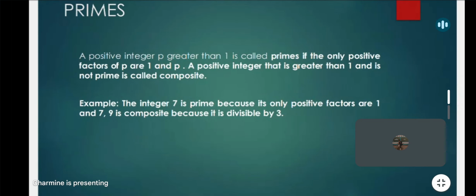So next is prime. A positive integer p greater than 1 is called prime if the only positive factors of p are 1 and p. A positive integer that is greater than 1 and is not prime is called composite. For example, the integer 7 is prime because its only positive factors are 1 and 7. 9 is composite because it is divisible by 3.